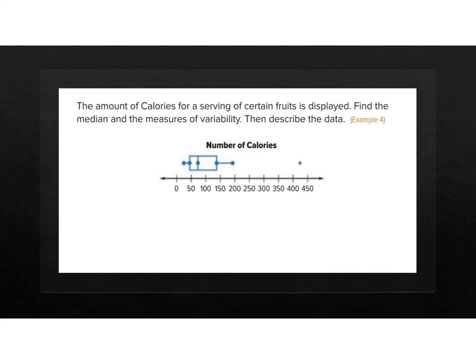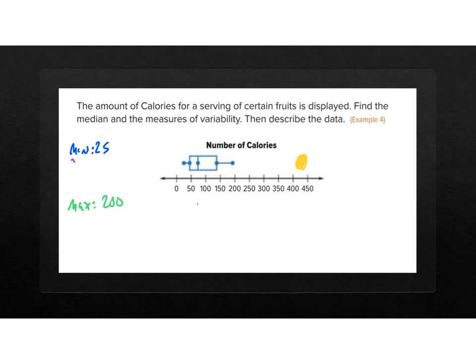The amount of calories for a serving of certain fruits are displayed. Find the median and measures of variability. We're going to ignore this point right here. That's sort of a higher level statistics, and I don't know why that's in our curriculum. Okay, so first one, the number of calories, we can't really see it. We know that the interval is like 50 from the bottom, but so we're going to have to guesstimate. So the minimum is 25. The max is 200.